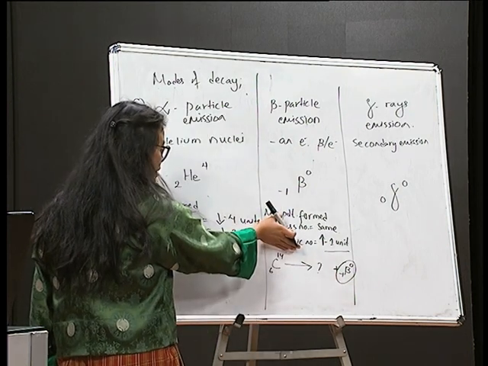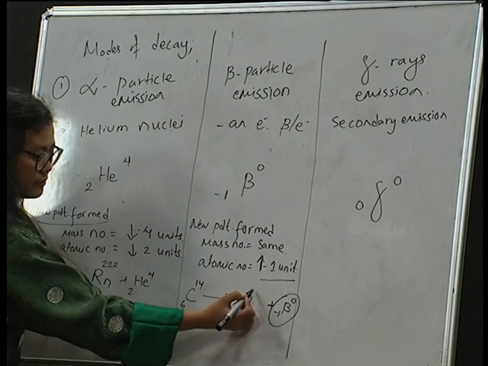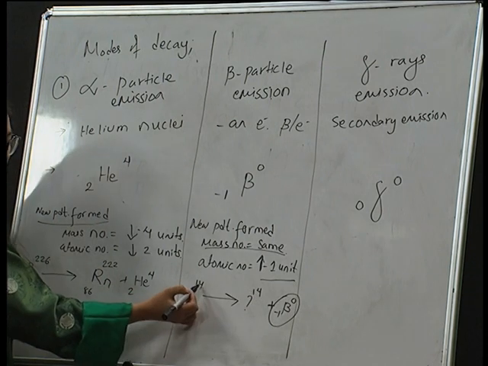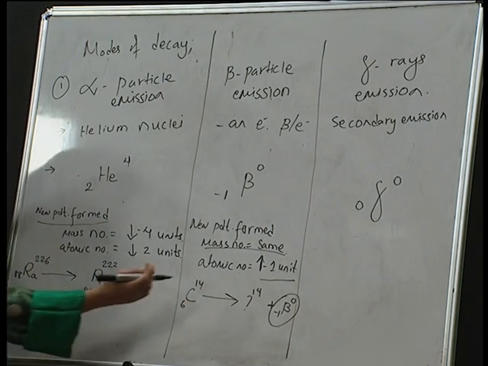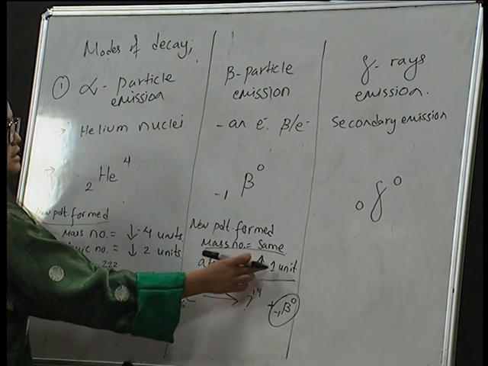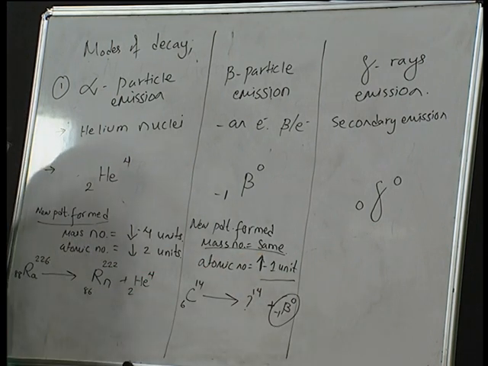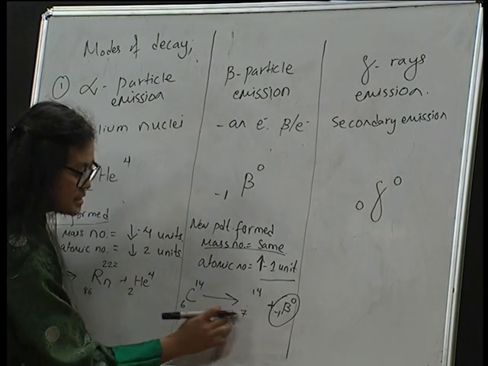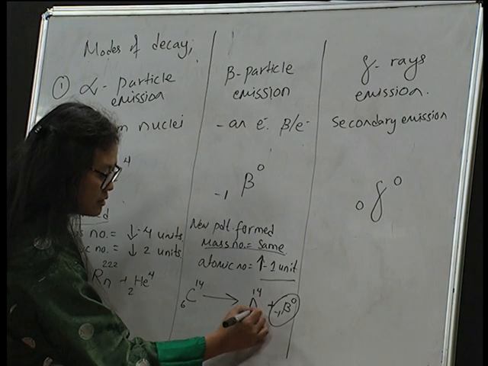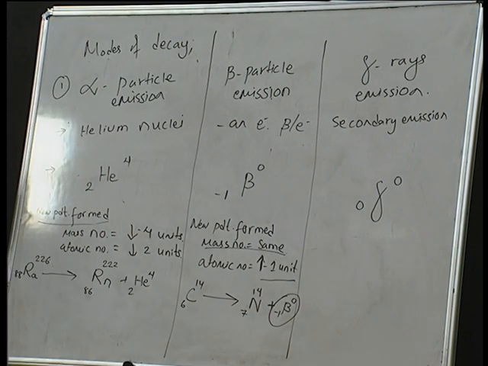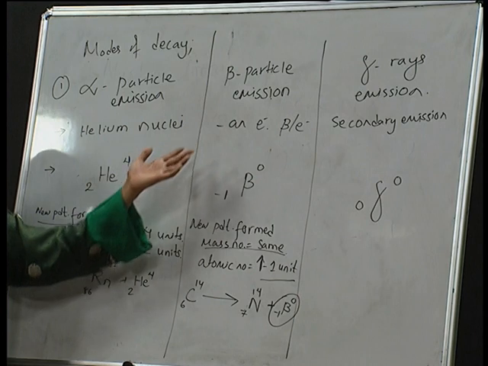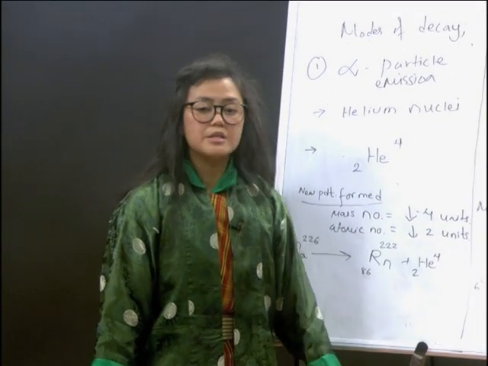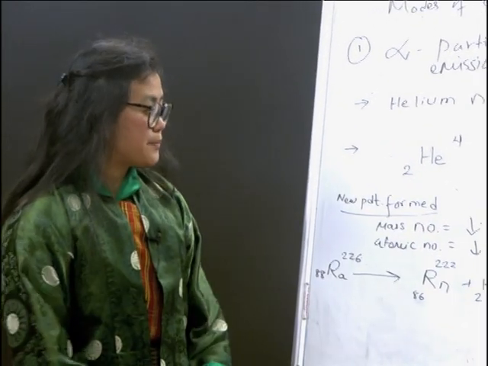By seeing this concept, mass number will be 14. So, mass number will remain same, like that of carbon isotope. Now, the atomic number will be increasing by 1 unit. Initially it was 6, now it becomes 7. That 7 belongs to the element known as nitrogen. So, what happens when beta particle is emitted? Mass number remains same and the atomic number increases by 1 unit.